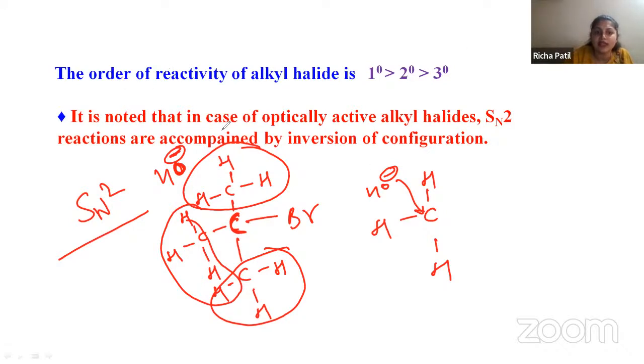Whenever you are discussing optically active alkyl halides in SN2 reactions, it undergoes inversion. In case of SN1, it undergoes what? A racemic mixture, that is 50% retention, 50% inversion. In case of the SN2 mechanism, it undergoes complete inversion. What do you mean by inversion?